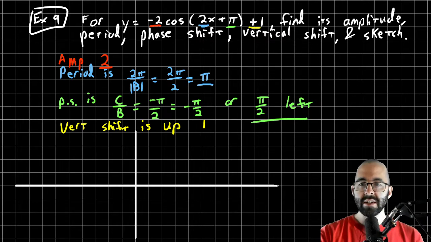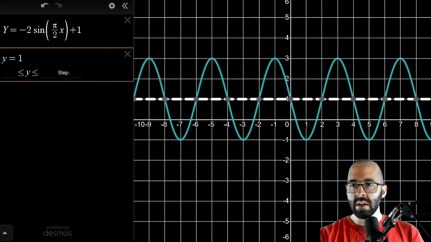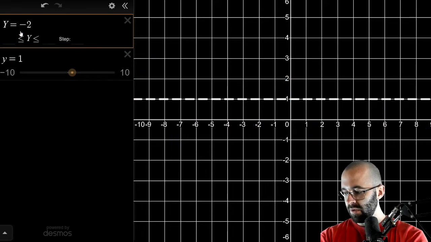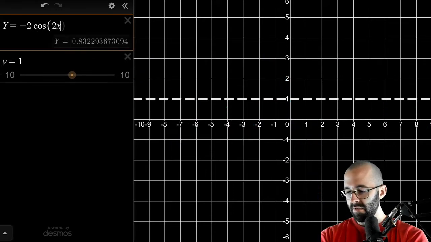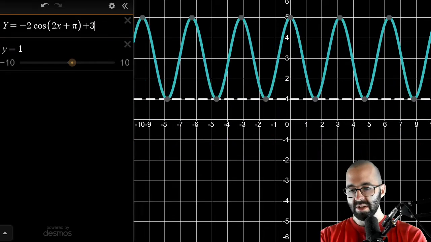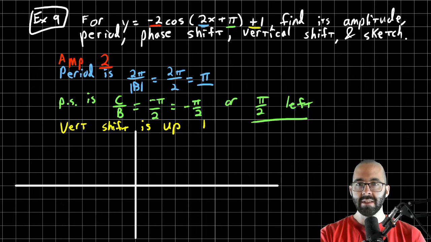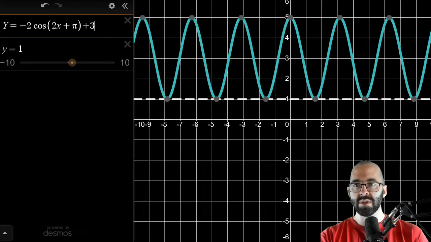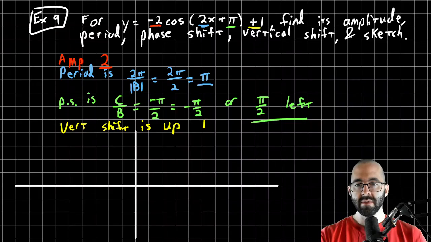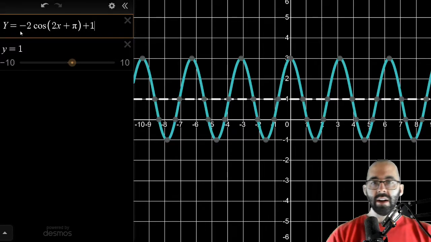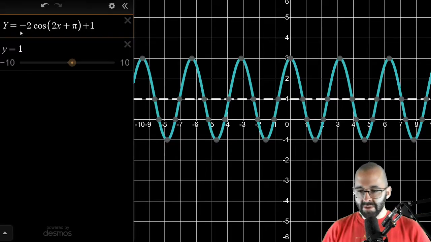Let's type the function into Desmos. And say, okay, this is -2 cosine of 2x plus pi plus 3. Is this what I said? No. 2x plus pi plus 1 is what I said. Make sure I'm writing it down right. All right, so this is what we have.